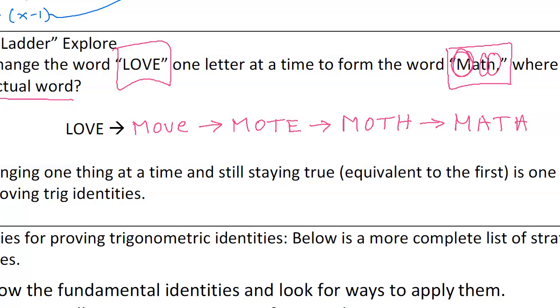So this is the process that we're actually applying to trig identity, right? We're changing a single property at a time, a single part, so that we can end up with the right-hand side of our equation.